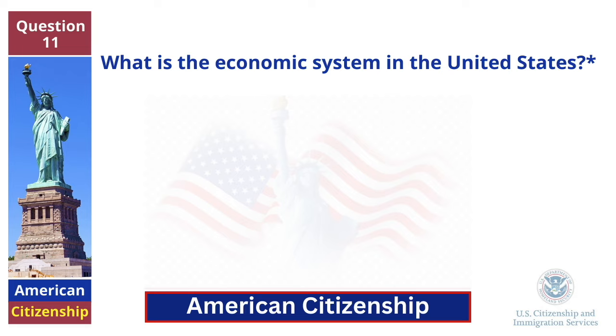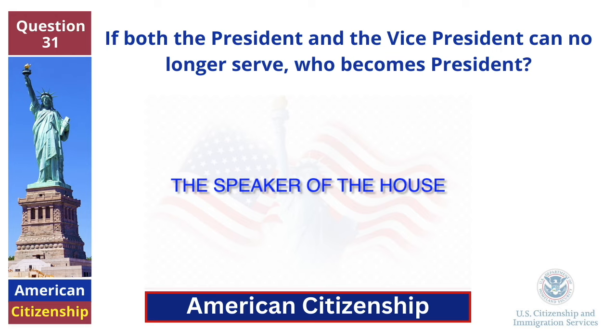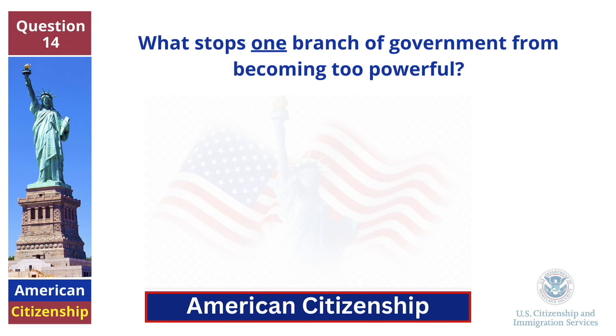What is the economic system in the United States? Market economy. If both the president and the vice president can no longer serve, who becomes president? The Speaker of the House. What stops one branch of government from becoming too powerful? Checks and balances.